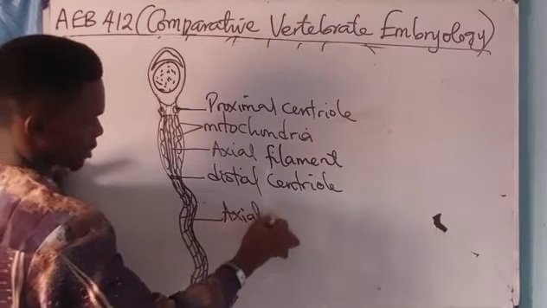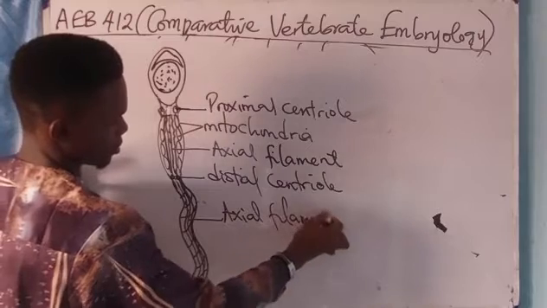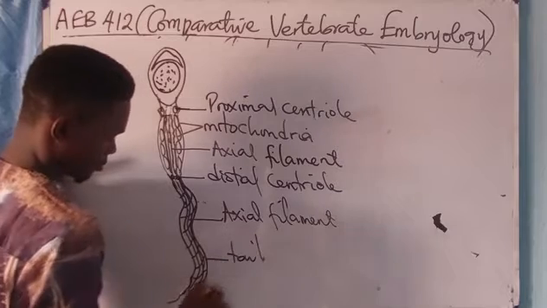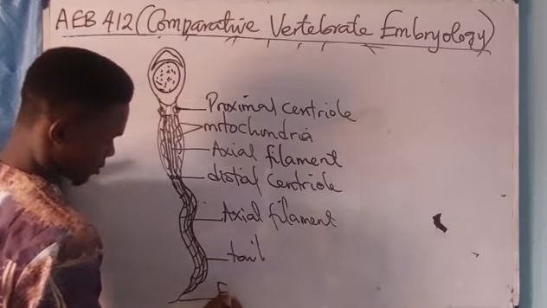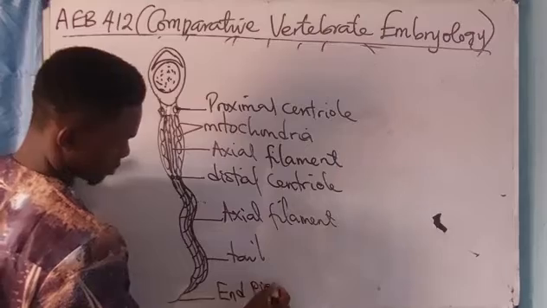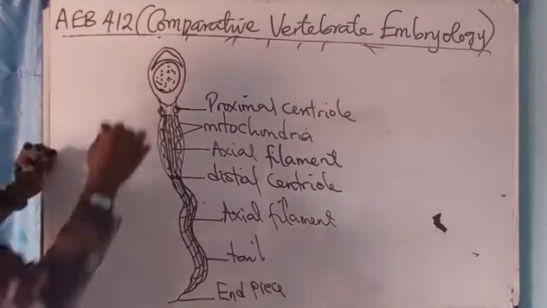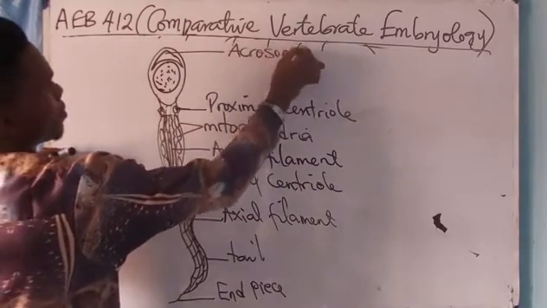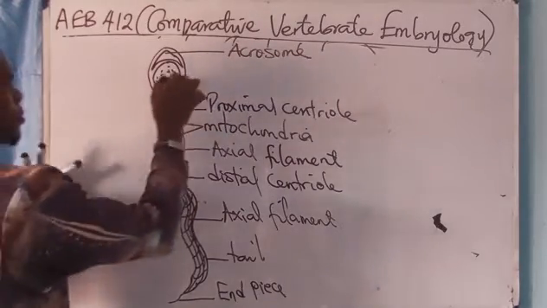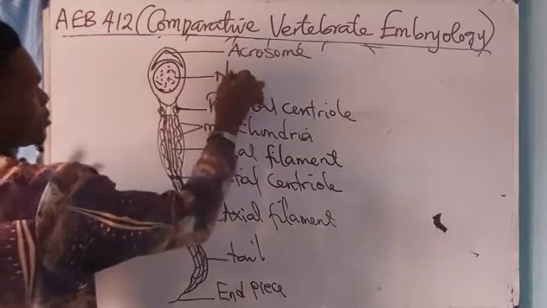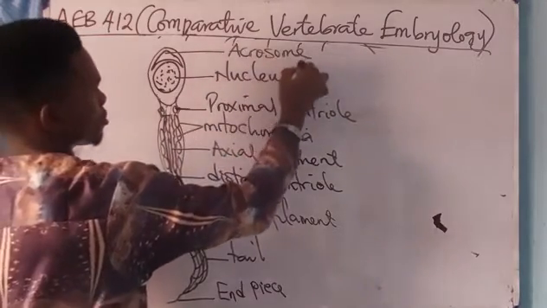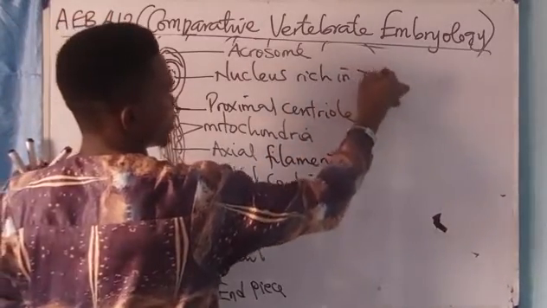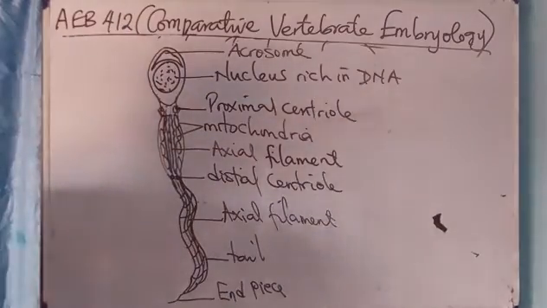So you have the axial filaments, you have the tail, you have the end piece. Okay, so you have this very one, of course, is the acrosome. And this is the nucleus, which is rich in DNA, as it has a lot of what? DNA.